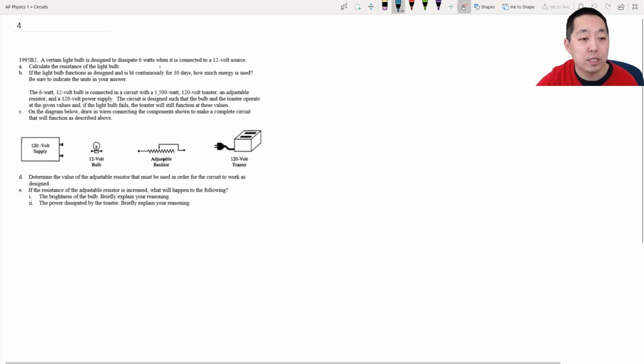So we have a certain light bulb designed to dissipate 6 watts when it's connected to a 12 volt source. Calculate the resistance of the light bulb.